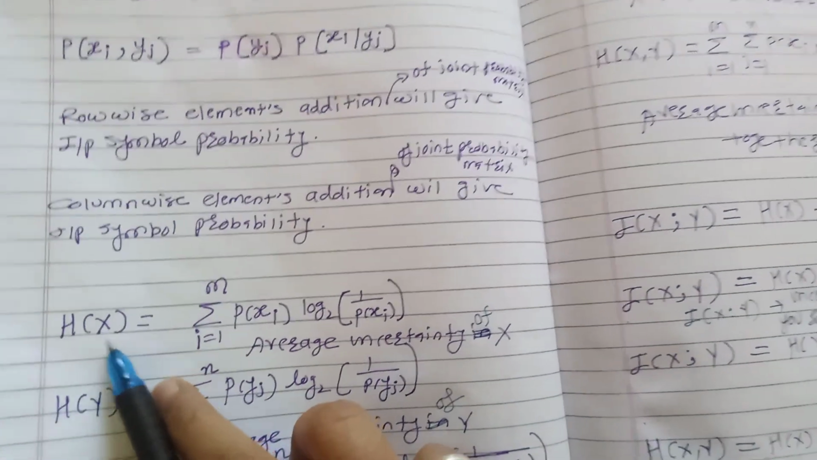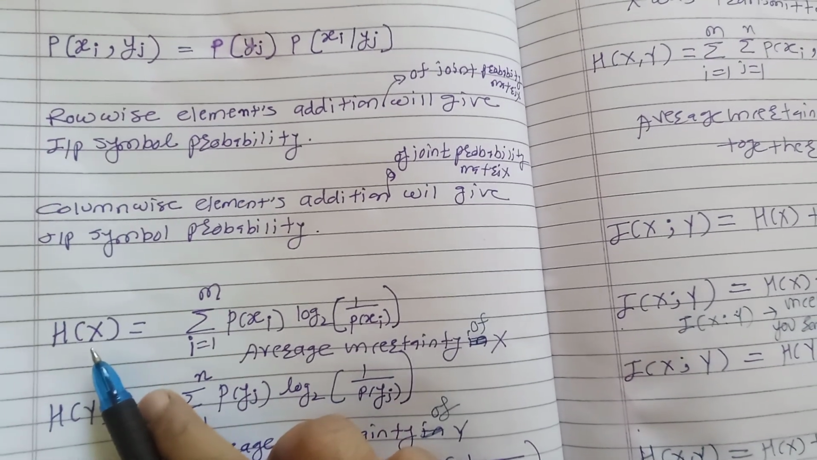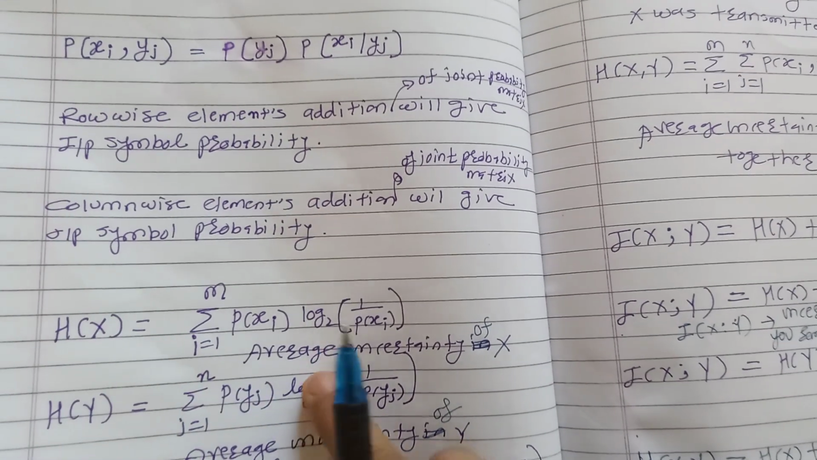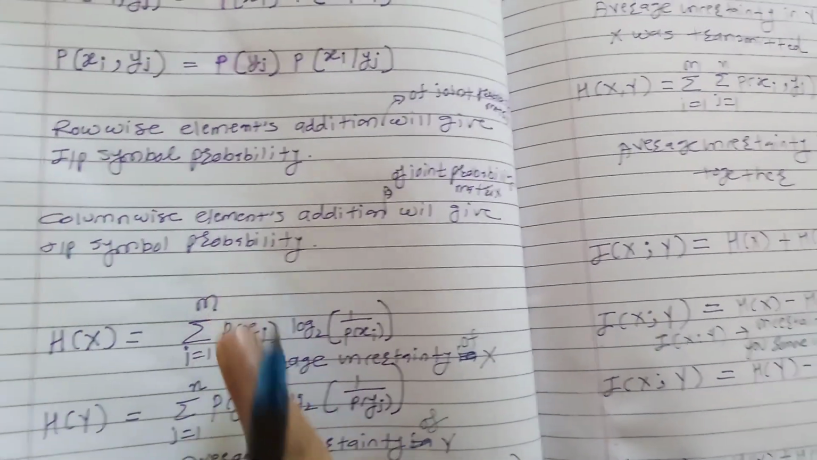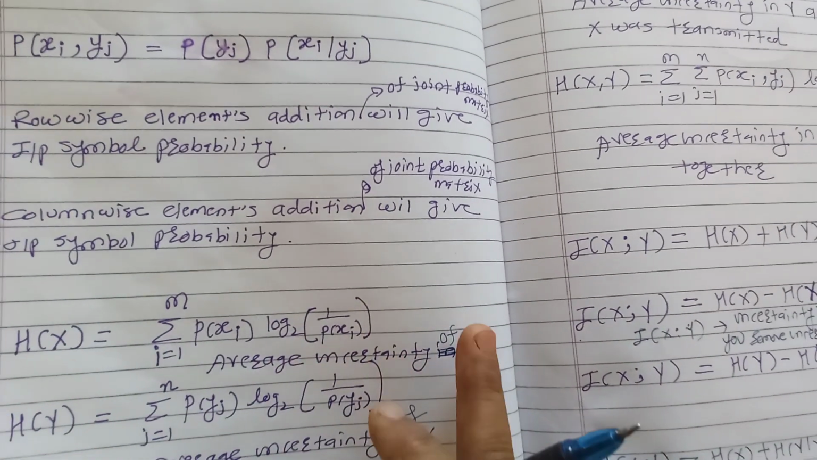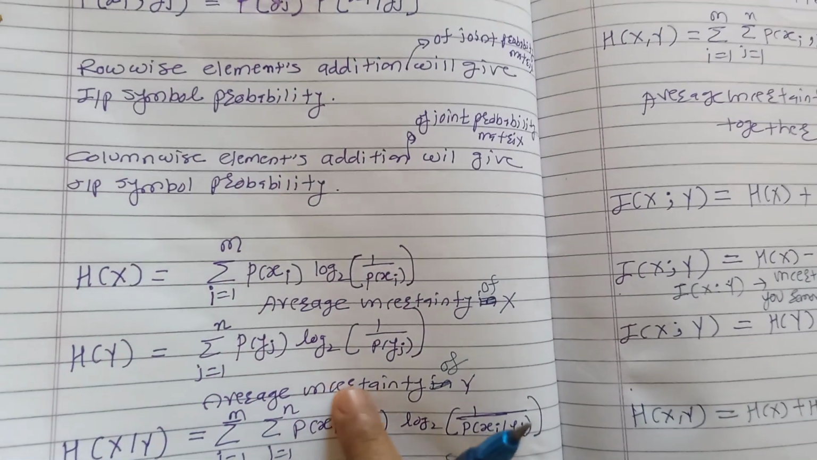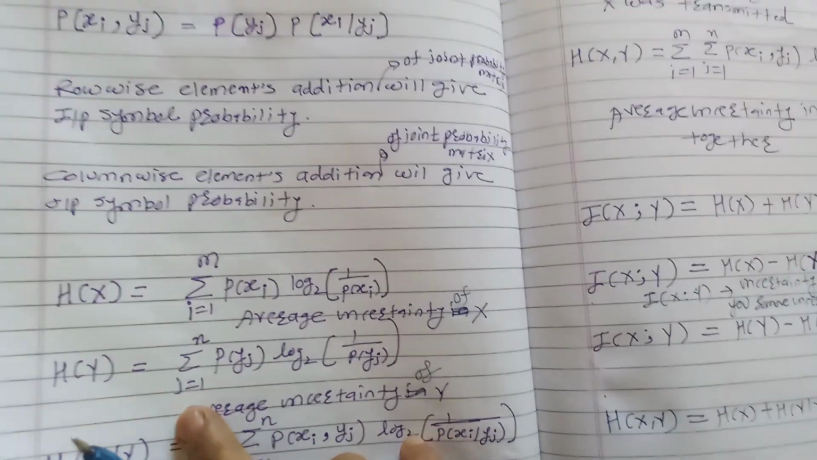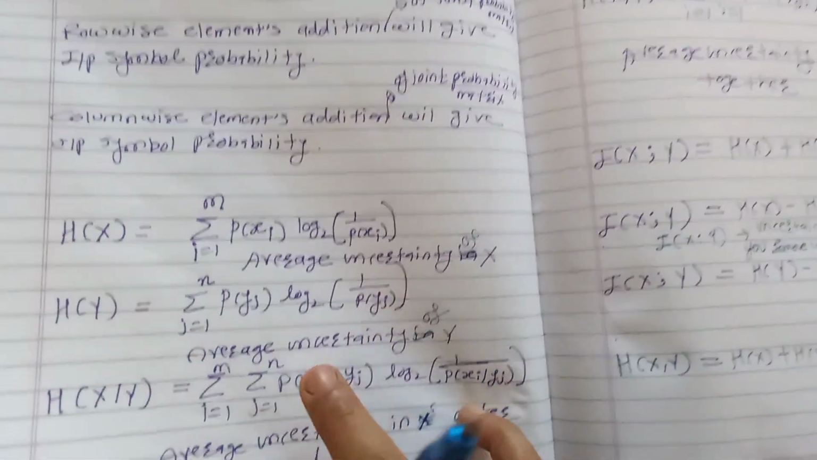And then the H(X) formula. What is H(X)? H(X) is entropy. Entropy means average information or average uncertainty. You can say information as well as uncertainty. So H(X) is summation i equal to 1 to m P(xi) log2 of 1 by P(xi). It is the average uncertainty of input symbol X. H(Y) is the average uncertainty of Y: summation j equal to 1 to n P(yj) log2 of 1 by P(yj).